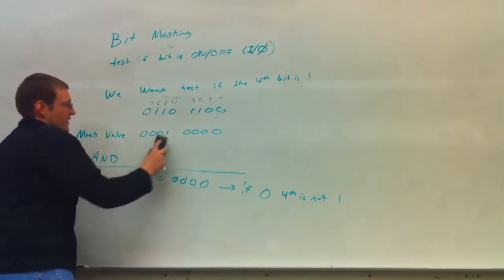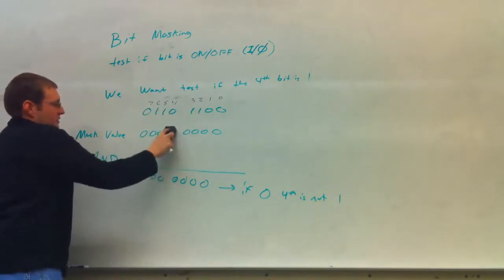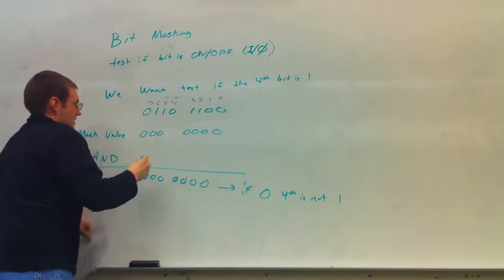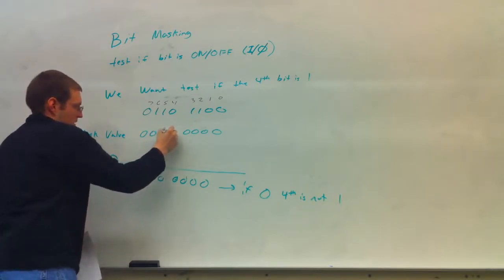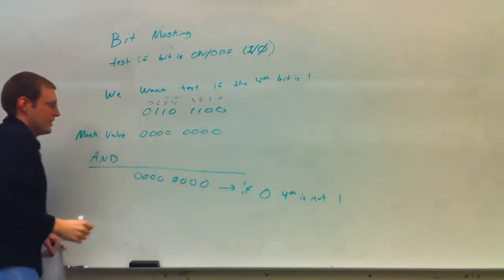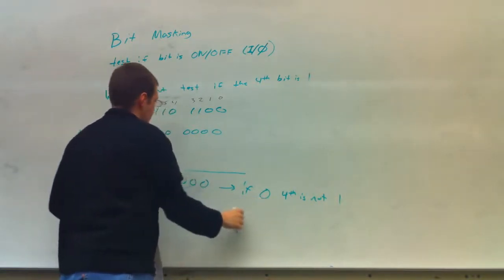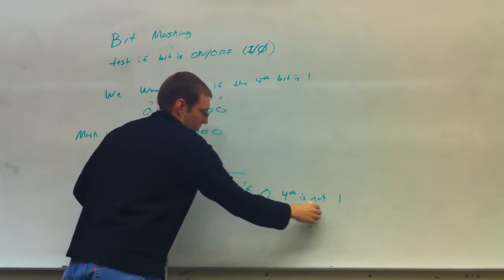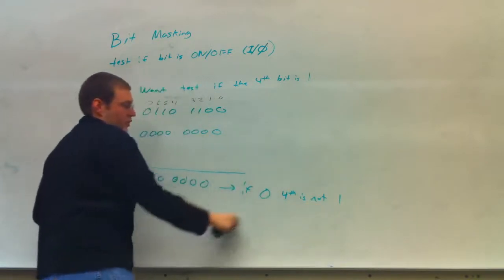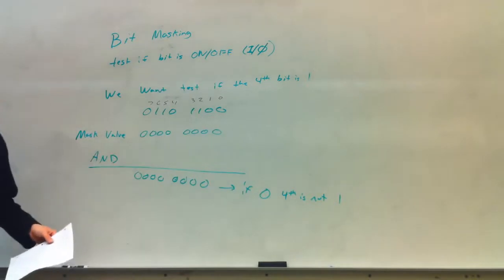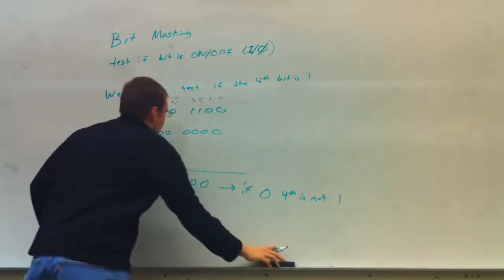If you want to test if this bit's 0, if I put 0 there, then we have to change this. If it's 0, we know that bit is 0. Do you AND it with all 1s? Oh yeah, we can do that as well.